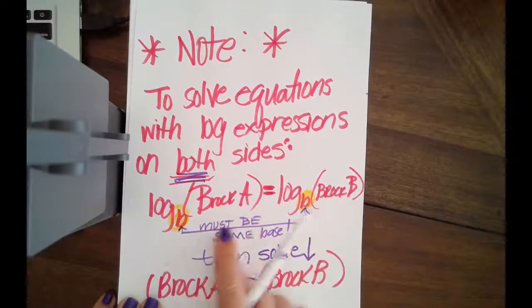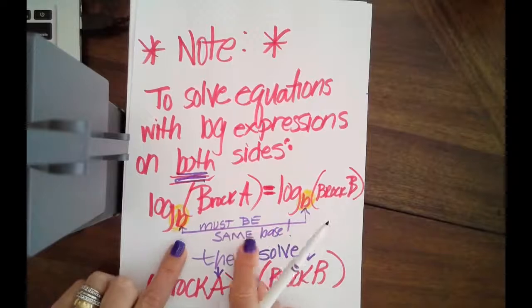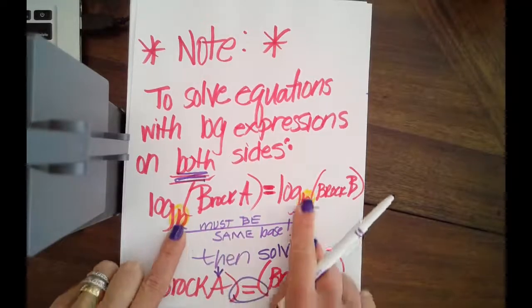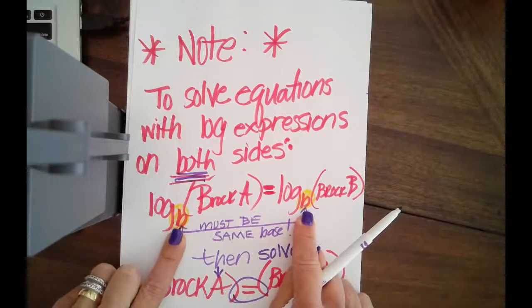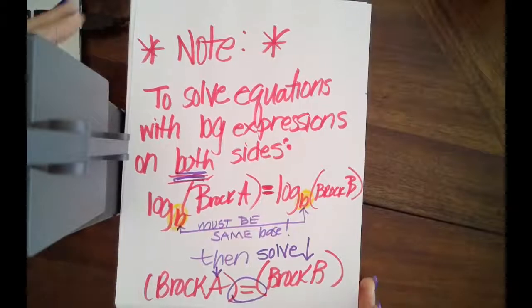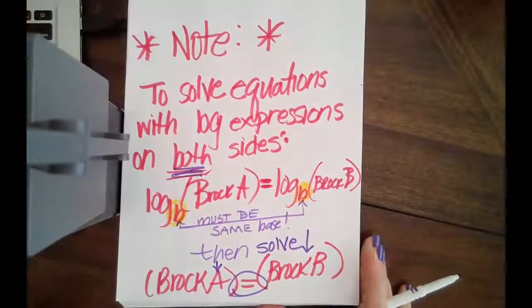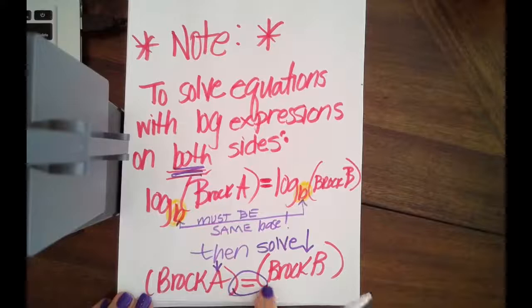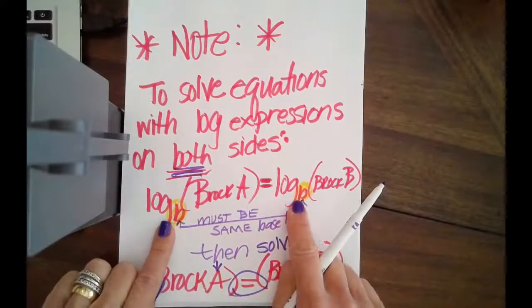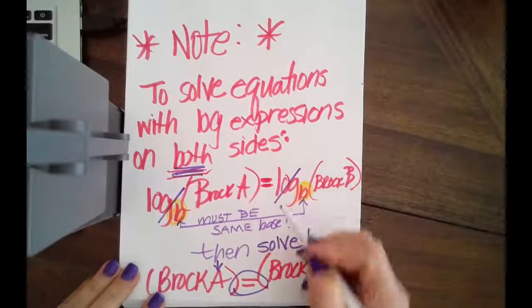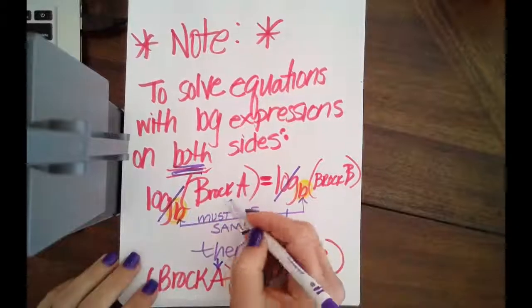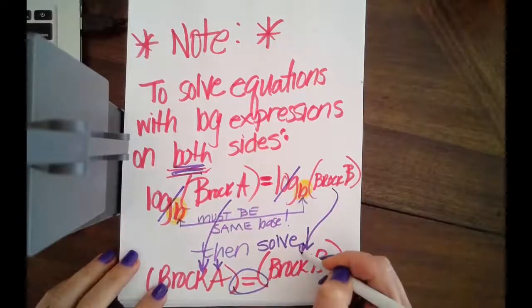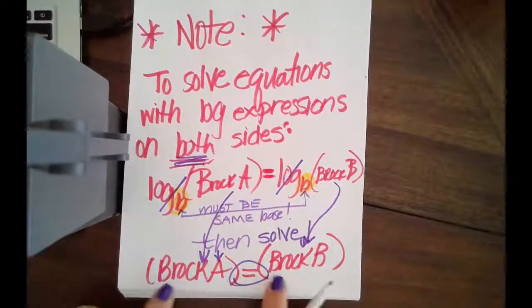Notice I've highlighted the bases. These must be the same. If they're not the same, you cannot do what we're about to do. You'd have to regroup and figure out another way, which we're not there yet. So once you figure out the bases are the same, you can basically eliminate the word log and set each Brock equal to each other and then solve, because your variables are going to be in here.